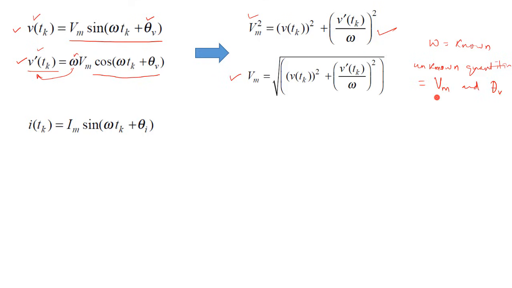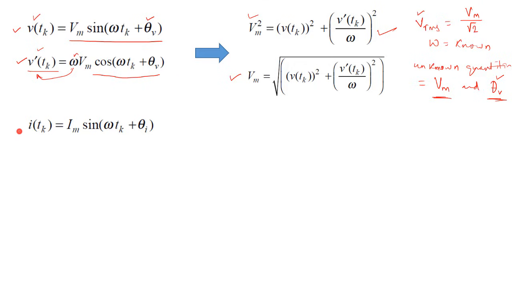In fact, we need this Vm and theta v. This gives the phasor information, right? From this I can find the phasor, because a phasor consists of an RMS value. So Vrms is Vm by root 2. If I know the value of Vm, I can find the RMS, and theta v obviously gives the phase angle of the phasor, right?